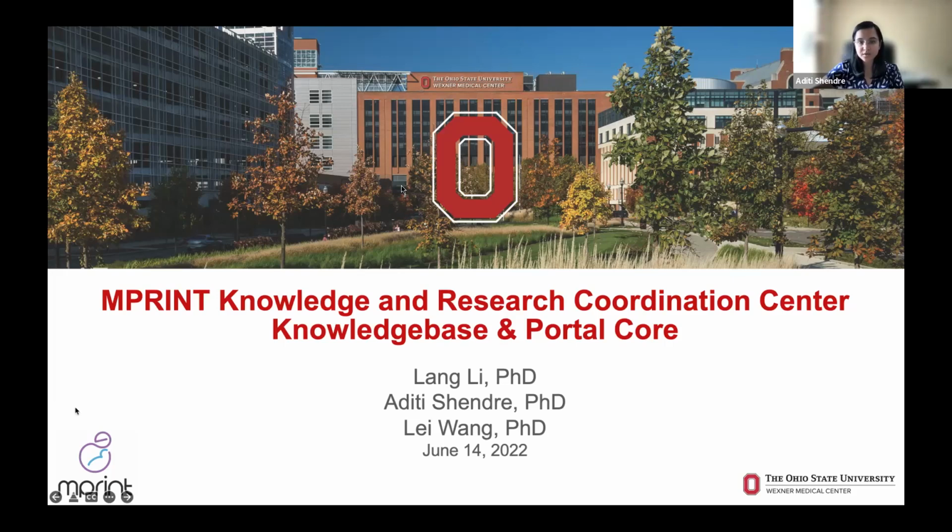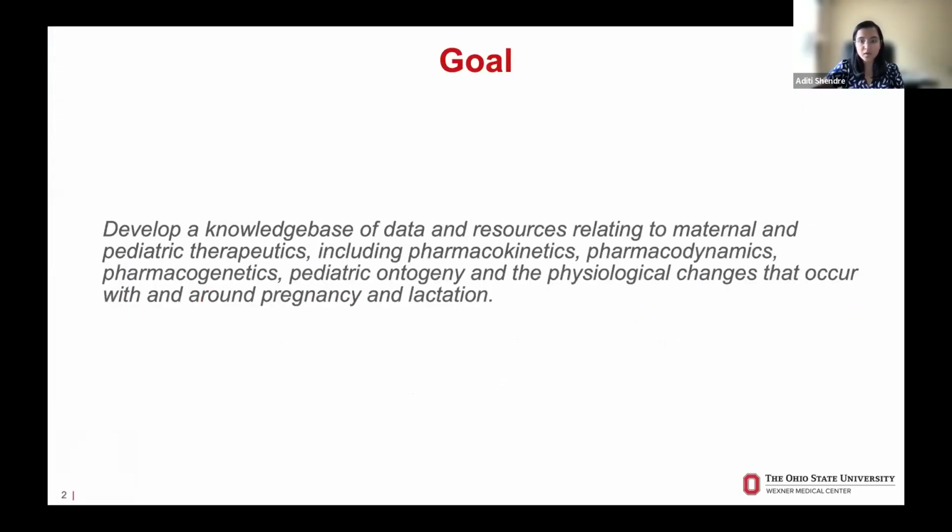Our research is focused on developing the MPrint knowledge base and portal. So the goal of the knowledge base and portal is to get all the data and resources that are related to maternal and pediatric therapeutics together in one place. And this will include pharmacokinetic, pharmacodynamic, pharmacogenetic data, as well as pediatric ontogeny and other physiological changes that occur during pregnancy and lactation.